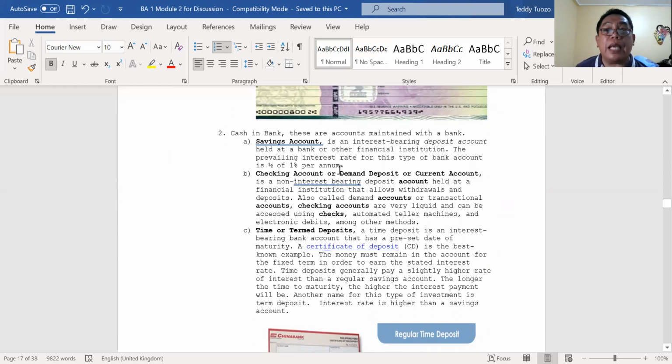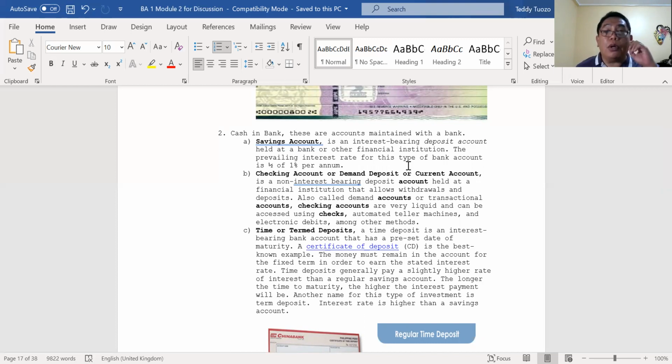These are accounts maintained with the bank. So as a depositor, especially when you are issuing a check, of course, this is drawn against your account with the bank, your cash in bank account. So you have the different types of cash in bank account. You have the savings account. That is an interest-bearing deposit account held at the bank.